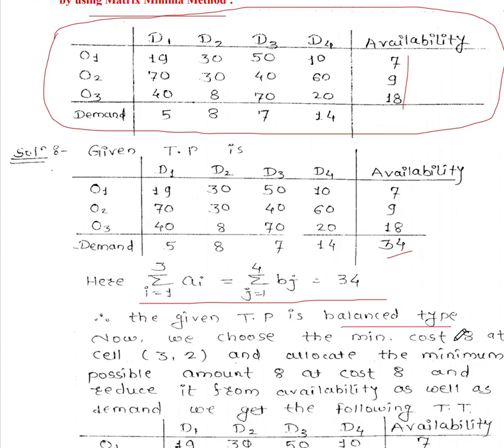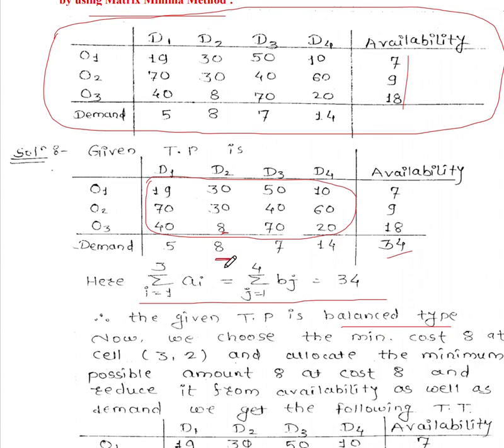Now what are the next steps of this method? This method is the matrix minima method, which means we have to find the smallest element in the given table. If you observe, 8 is the smallest element in this table, with availability 18 and demand 8. So here we allocate the minimum possible amount, 8.